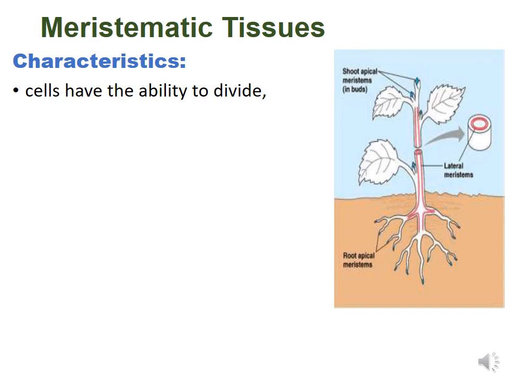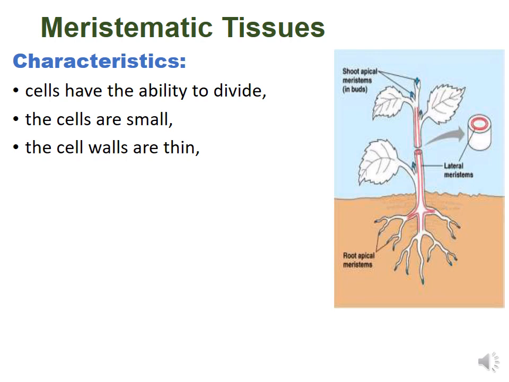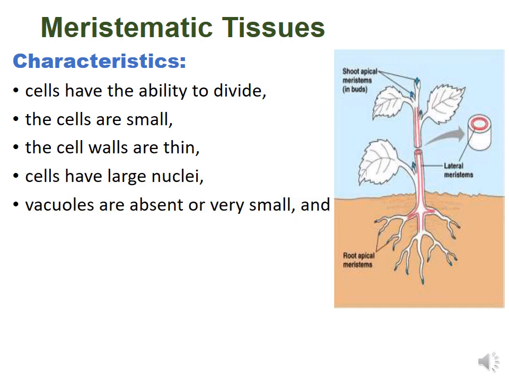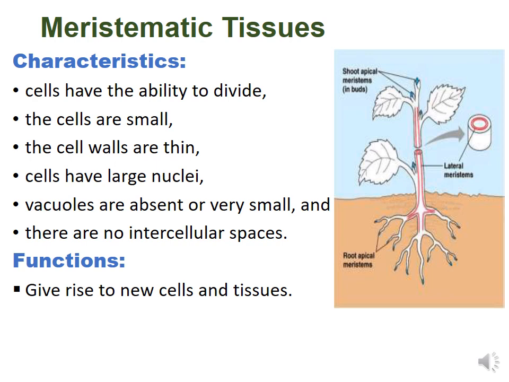Okay, so the cells of the meristematic tissues are small and the cell walls are very thin, because they have to divide, they have to reproduce. And the meristematic tissue cells have large nuclei, and their vacuoles are absent or very small, and there are no intercellular spaces between the cells in the meristematic tissue.